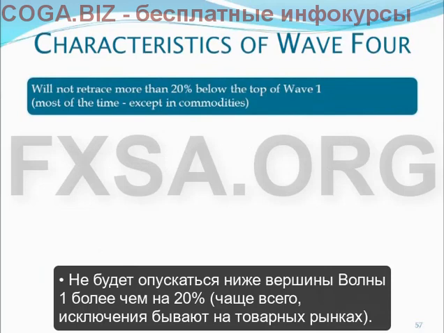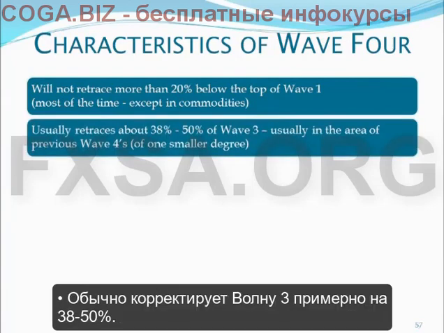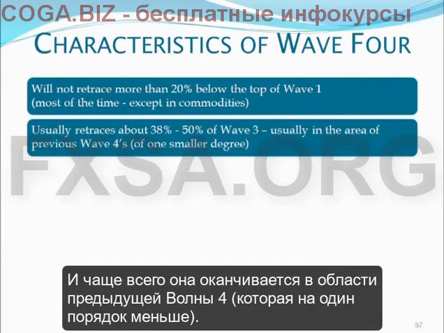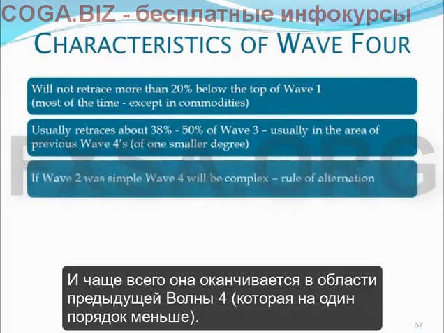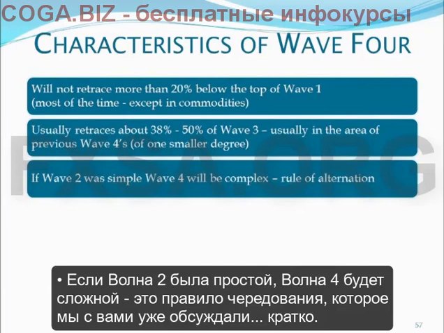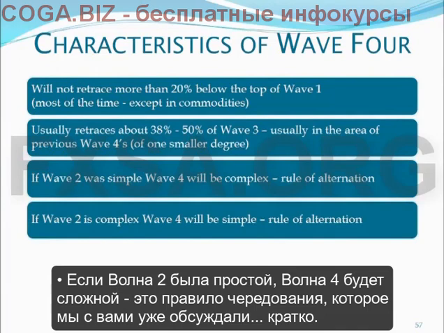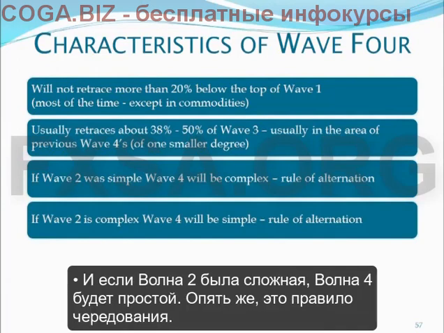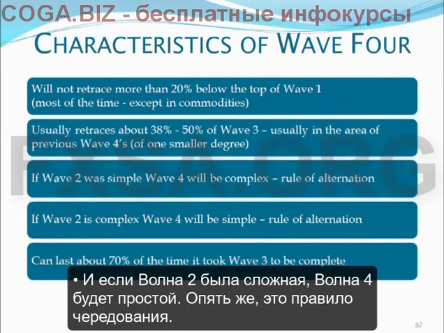Most of the time, again, except in commodities, it usually retraces between 38 and 50% of wave 3, and it does usually end in the area of the previous wave 4 of one smaller degree. If wave 2 was simple, wave 4 will be complex. That's that rule of alternation we discussed briefly. And if wave 2 is complex, wave 4 will be simple, again, the rule of alternation.